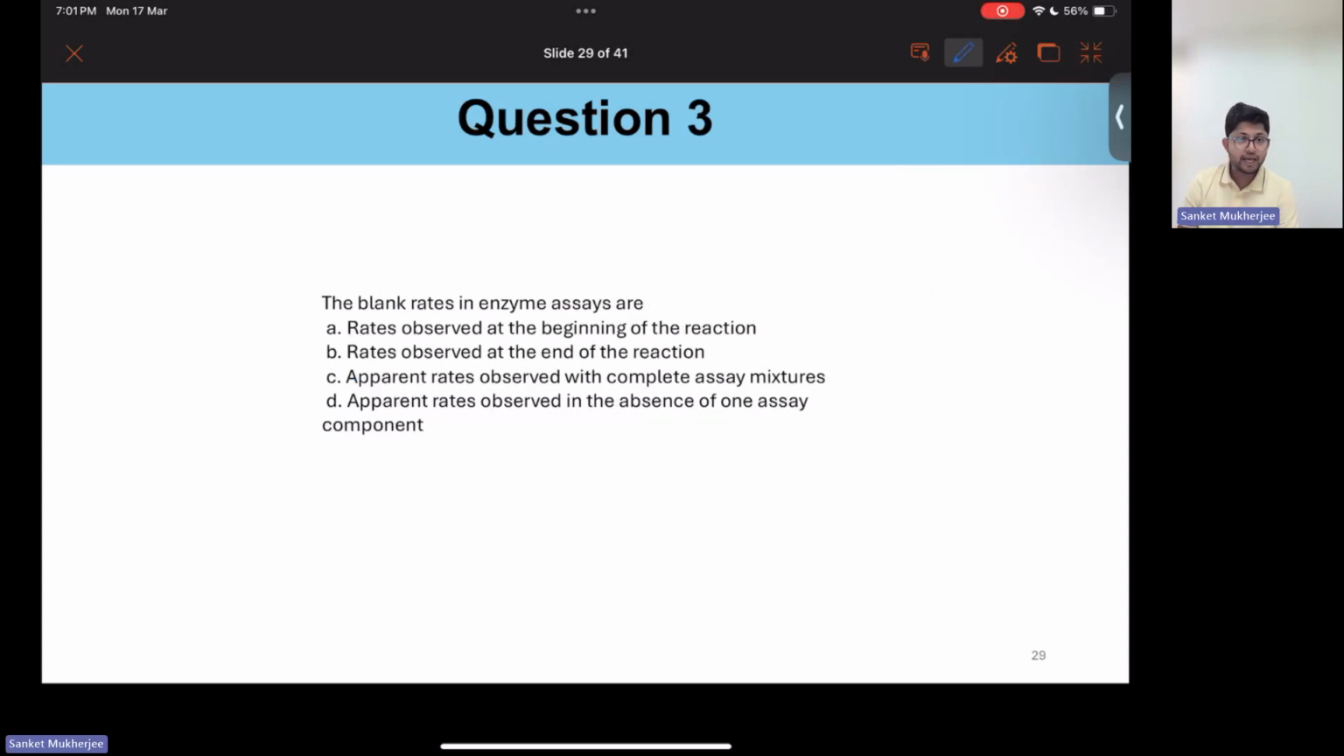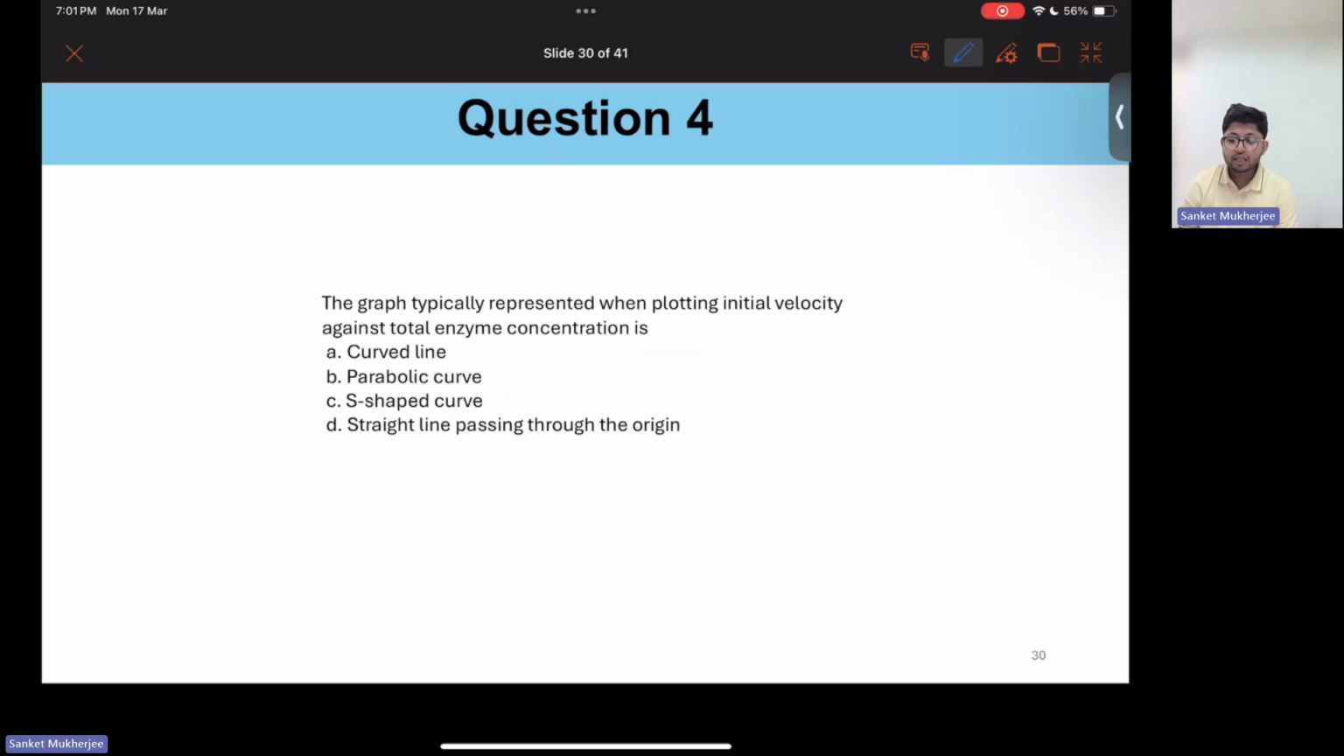Now, question 3, blank rates in enzyme assays are rates observed at the beginning of the reaction, rates observed at the end of the reaction, apparent rate observed with complete assay mixtures, or apparent rate observed in the absence of one assay component. So D would be the answer. The graph typically represented when plotting initial velocity against total enzyme concentration is a curved line, a parabolic curve, an S-shaped curve, or a straight line passing through the origin. It's actually the straight line passing through the origin.